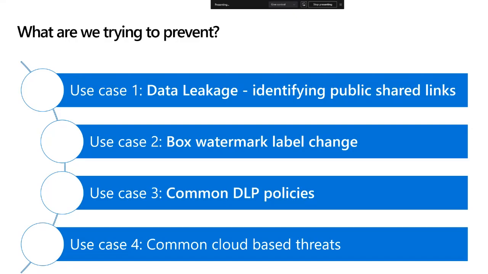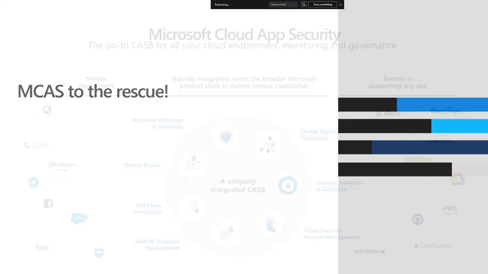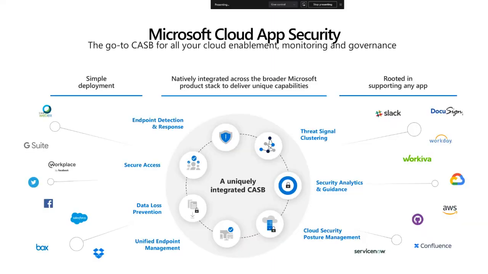Next slide, please, Yoann. And here is where MCAS comes in. So let's have a quick lesson on MCAS. I'm not going to go into too much granular detail here, but for those of you who aren't aware of what MCAS is, it's what we call a Cloud Access Security Broker, or AKA a CASB. What makes MCAS unique is its integrations across the Microsoft security stack. So for example, endpoint detection and response. This is our integration with Microsoft Defender for Endpoint for our Shadow IT feature set.